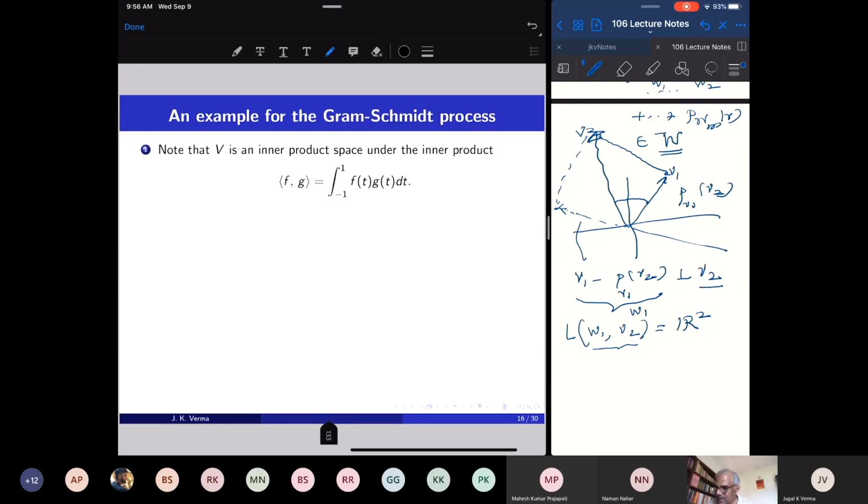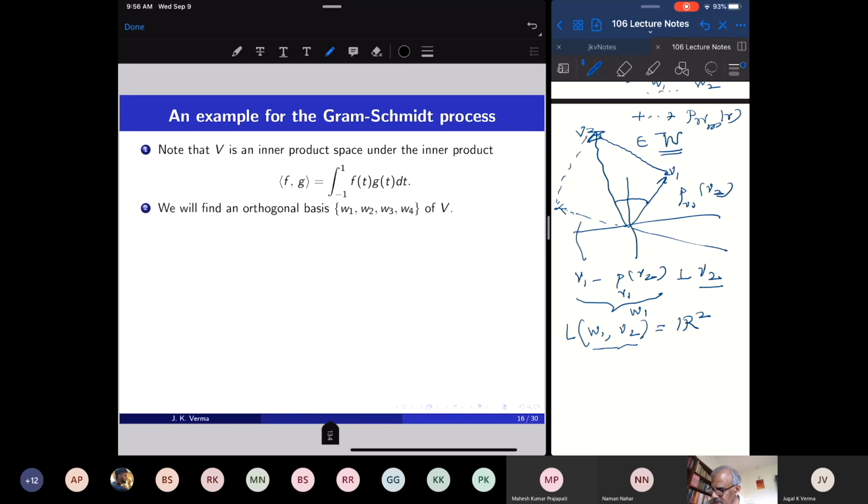What is the inner product? The inner product of two functions which are continuous on this closed bounded interval -1 to 1: you take the product of those two functions and integrate. Okay, this is a number, and by properties of the integral, you can check that this is an inner product. So we shall use this inner product for this inner product space of polynomials of degree at most 3.